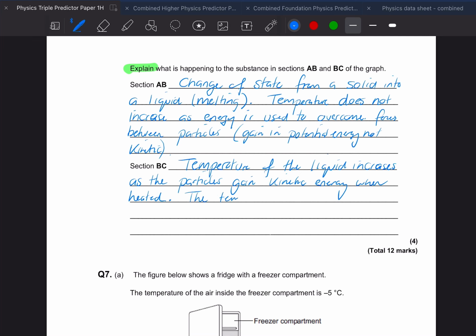The temperature increase stops at point C, which is the boiling point. So it won't go any higher than that because it'll have to do a change of state again and overcome the forces between the particles. 4 marks. Temperature. Read it back. Make sure it makes sense. Yeah, good. All right, that's the end of question 6.